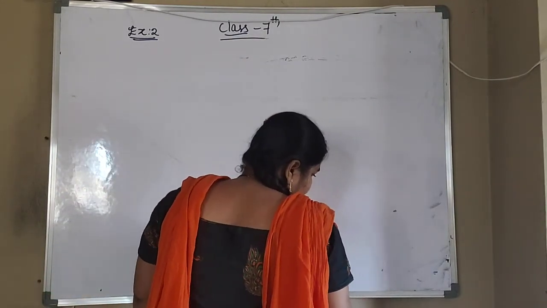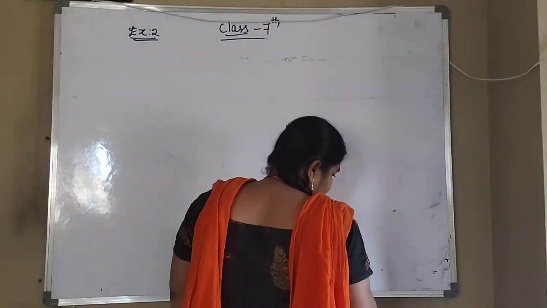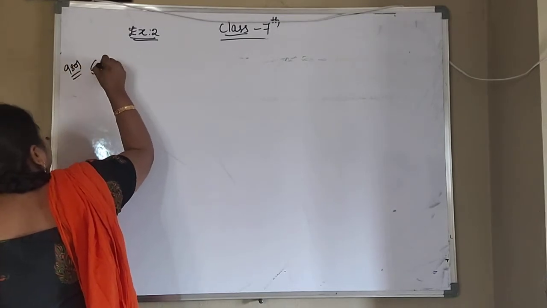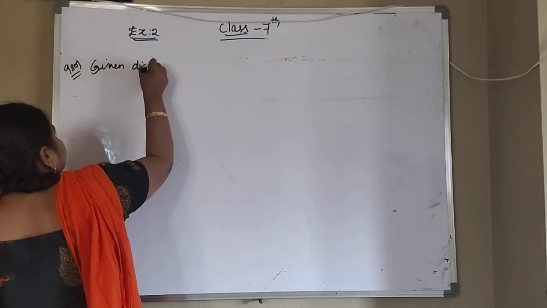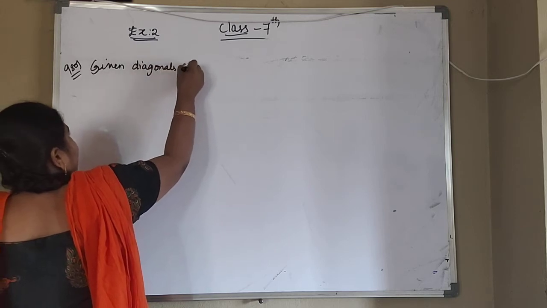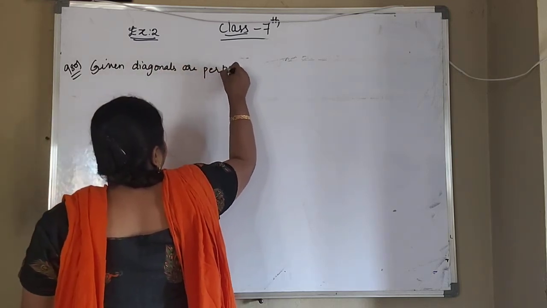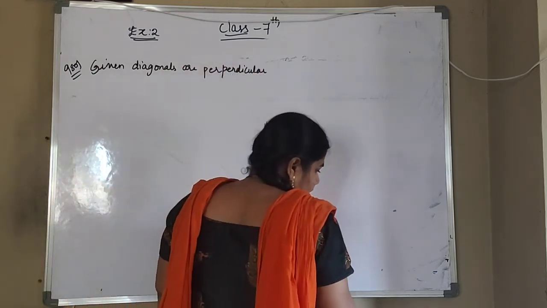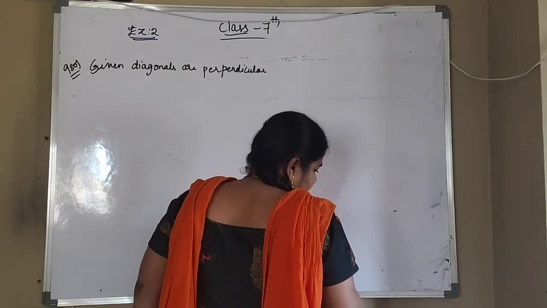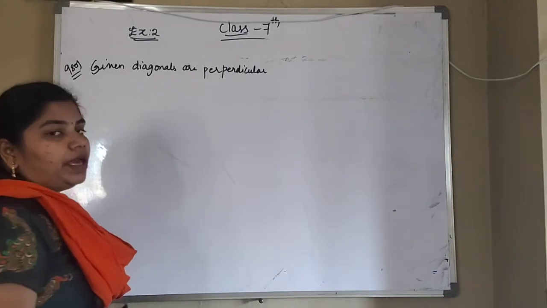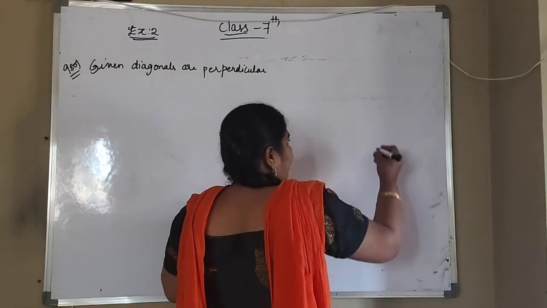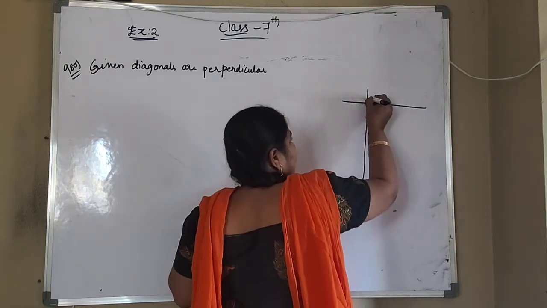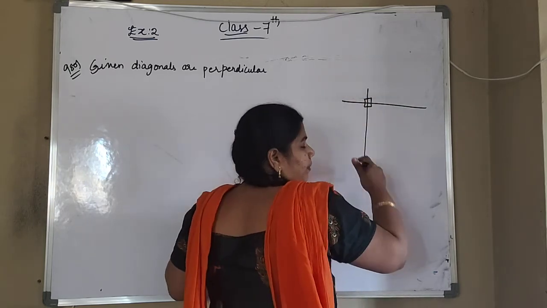So diagonals are perpendicular to each other. So I am taking one figure here. Given diagonals are perpendicular. If the diagonals are perpendicular, then the quadrilateral need not always be a rhombus. So if I take this figure, these are perpendicular diagonals. First I have drawn the perpendicular diagonals.